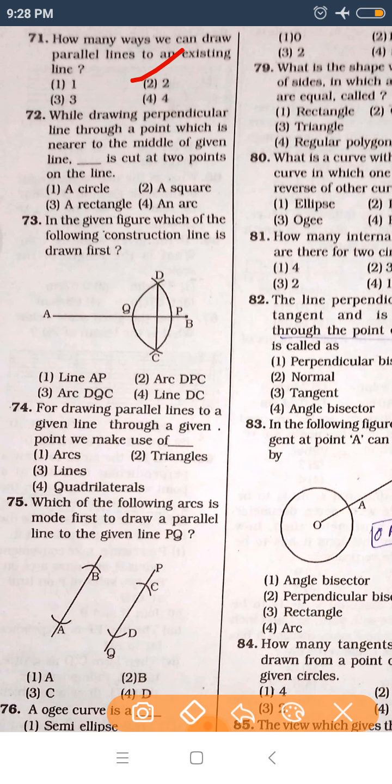While drawing a perpendicular line through a point which is nearer to the middle of the given line, dash is cut at 2 points of the line. The answer will be an arc. In the given figure, which of the following construction lines is drawn first? Arc DPC.